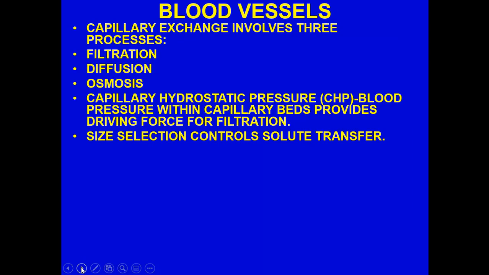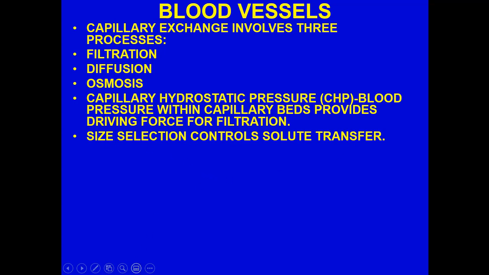Now, the capillary exchange involves three processes: filtration, diffusion, osmosis. When we talk about capillary hydrostatic pressure, CHP, that's the blood pressure within the capillary beds that provides the driving force for filtration. In other words, material leaving the blood going into the interstitial fluid.